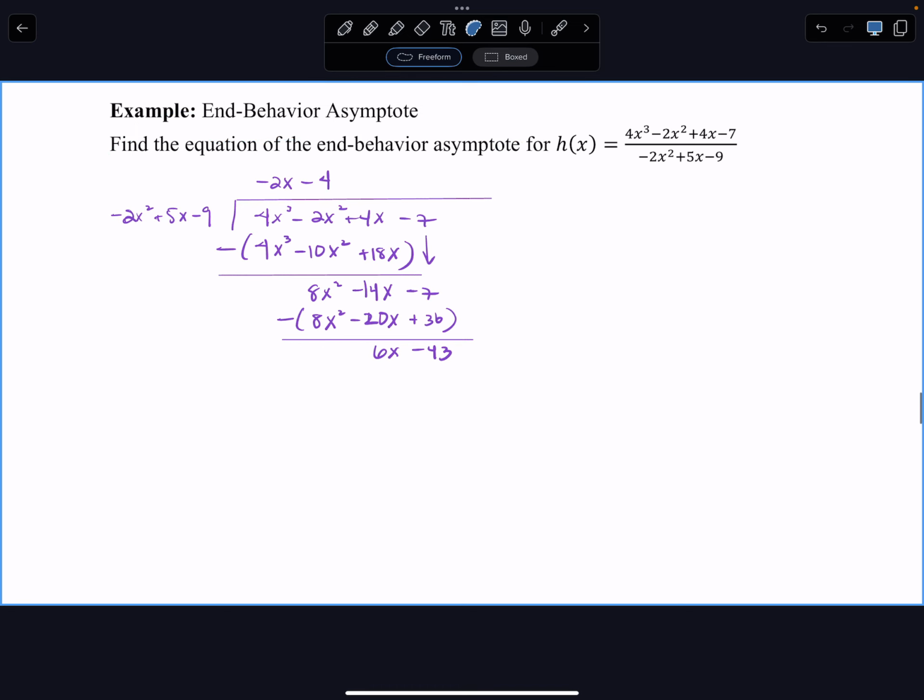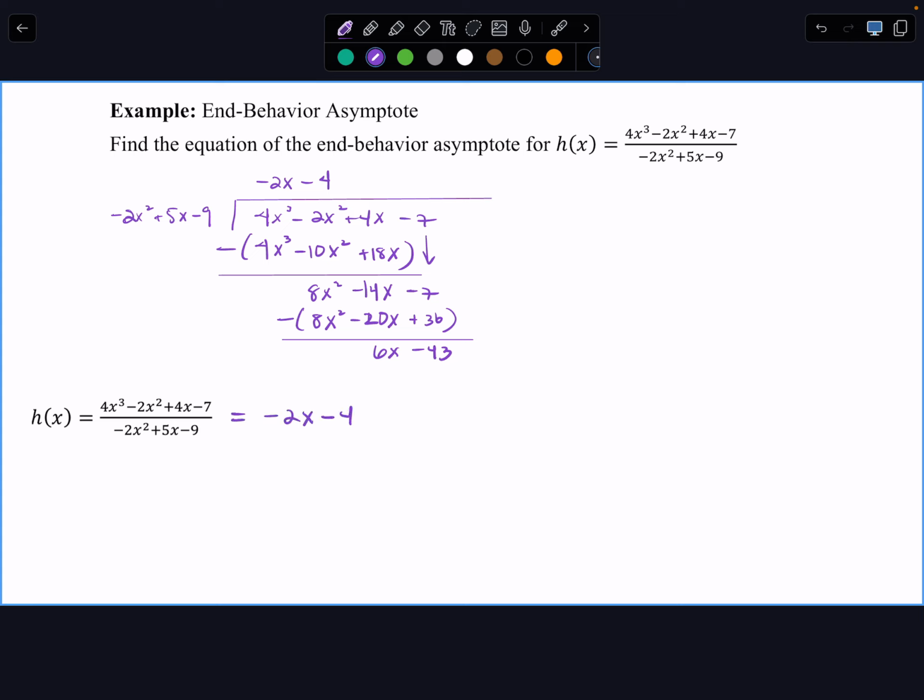Okay. So let's think about rewriting h of x. And to reinforce that, I'm going to copy h of x down here. So h of x can be written as negative 2x minus 4 plus the 6x minus 43 is our remainder. So we take 6x minus 43 and put it over the denominator there.